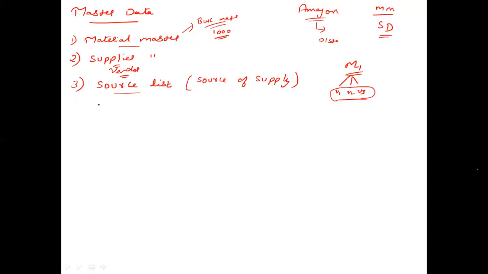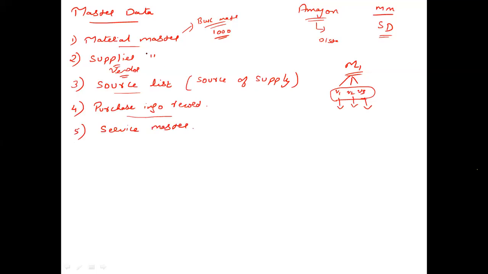And the fourth type is the purchase info record. What is this purchase info record? Purchase info record is nothing but it will store the data of different types of purchases. If you have material M1, the first time you're going to purchase the material from V1, second time from V2, and third time from V3. So all these details, from which vendor you're going to purchase, at what price, all this data is going to be stored in the purchase info record. That is the purchase info record. The fifth type of master data is the service master.